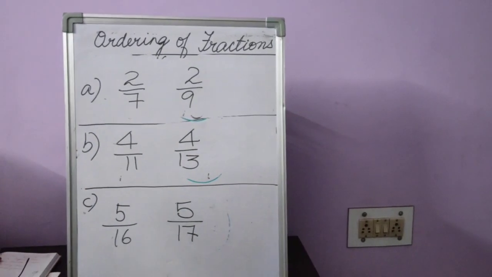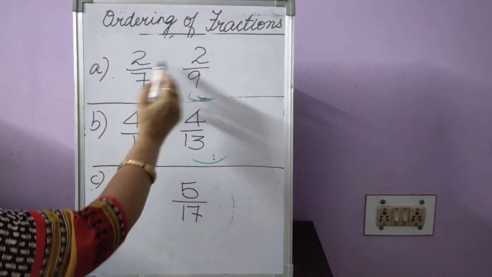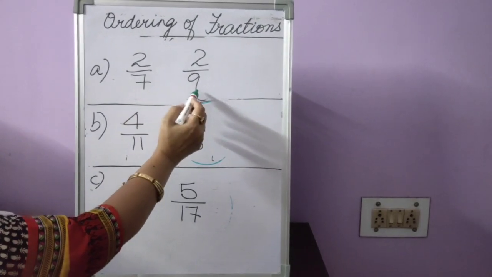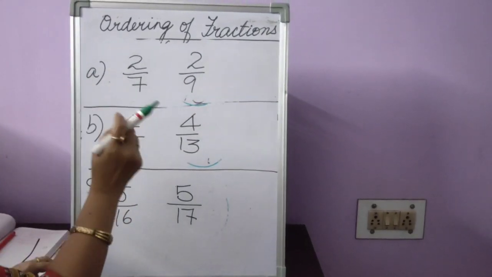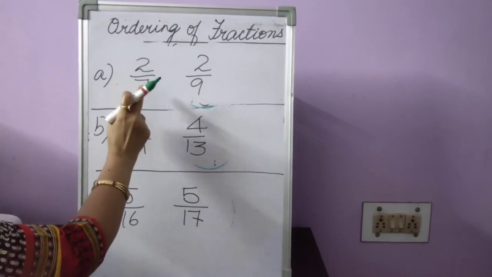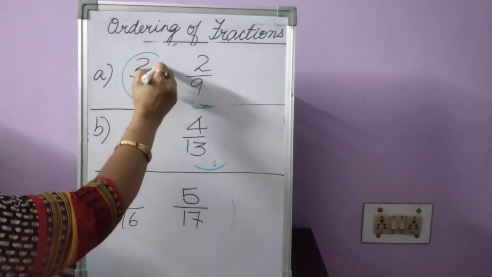Now let us look at them one by one. What do we see over here? Same numerators, 2 upon 7, 2 upon 9. So what do we have to see when the numerators are the same? Look at the denominator. Smaller denominator becomes the bigger fraction.